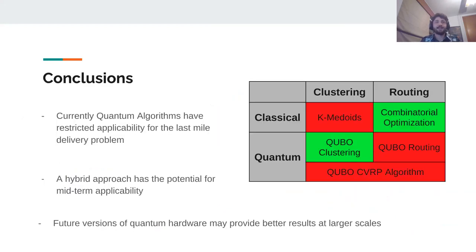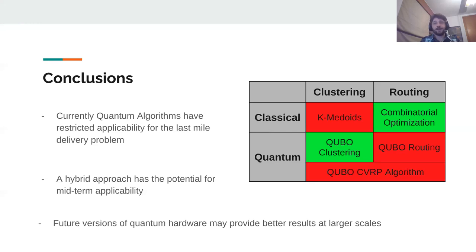After analyzing the results obtained by the different algorithms, we conclude that the QUBO clustering algorithm performs better than the k-means algorithm, especially on data with a low degree of clusterability, as is typically the case with real-world data, and thus it ultimately is a better option for the clustering phase of the hybrid algorithm.